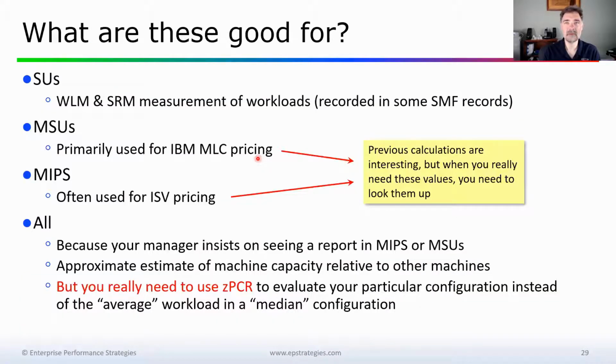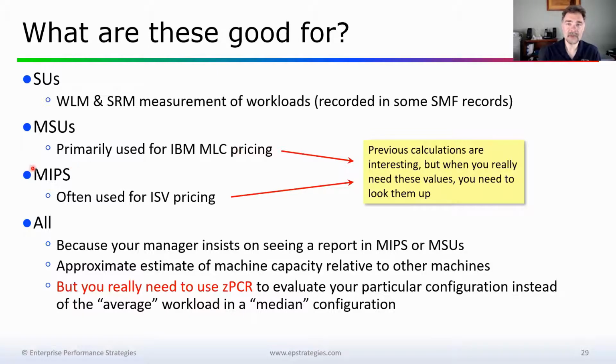So what are these different measurements good for? Well, we have them for different purposes. First of all, service units, we use WLM and SRM used to measure the workloads, and they're recorded in the SMF measurements. MSUs are a capacity rating. They're primarily used for IBM MLC pricing, also often for IBM zOTC or zIPLA pricing as well, although that's a little bit indirect because those things are often priced in value units, which then often get converted to MSUs in terms of actual capacity.